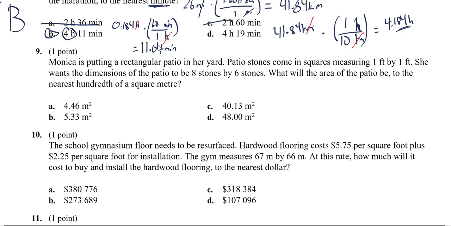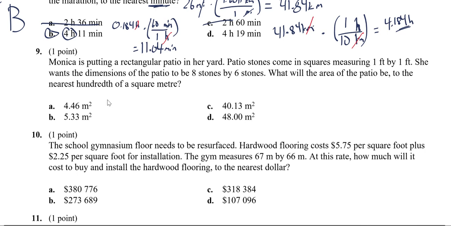Number 9, Monica's putting a rectangular patio in her yard. Patio stones come in squares measuring 1 by 1 foot. She wants the dimensions of the patio to be 8 stones by 8 stones. What will the area of the patio be to the nearest hundredth of a square meter? So first, what's the area in square feet? It's 48 square feet, 6 times 8, right? 6 stones by 8 stones.